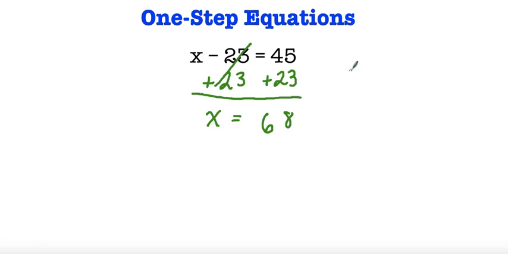Now, if I'd like to go back and check my work, all I have to do is take the x value that we got, substitute it for x, and see if this equation is true. So, 68 minus 23, that gives us 45. So because we got the same thing here, we know that this equation is true. So x is equal to 68.